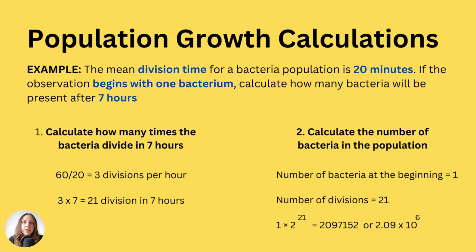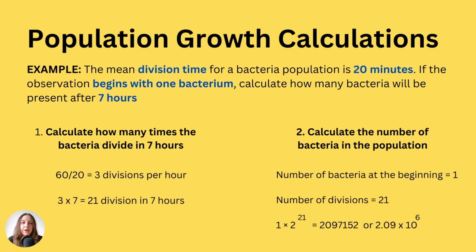So we're trying to calculate how many divisions we will get. So first thing you want to do is calculate how many times the bacteria will divide in 7 hours. We know that the division time for this particular bacteria is 20 minutes. So in an hour, or 60 minutes, if we divide that by 20, we can say there are 3 divisions per hour. We then want to know, in the question it says how many bacteria will be present after 7 hours, so we will do 3 times 7, which is 21. So there are 21 divisions in 7 hours.